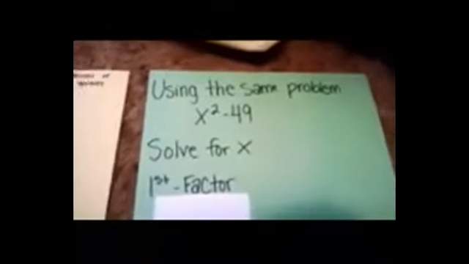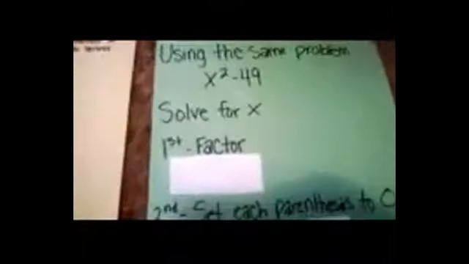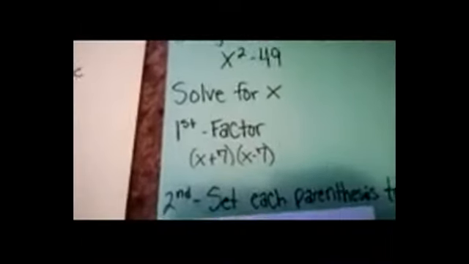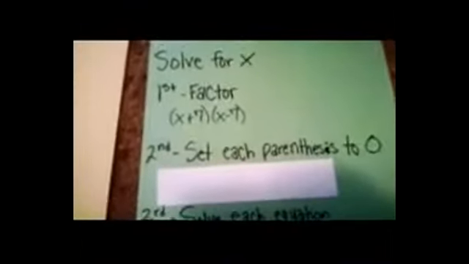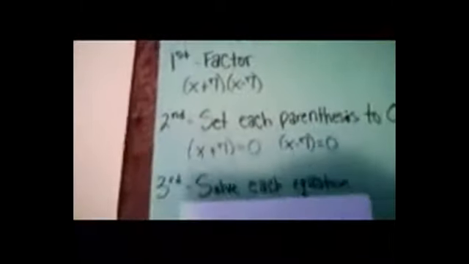Now using this same problem, x squared minus 49, let's solve for x. So first, factor it, which we've already done, x plus 7, x minus 7, then set each parentheses to 0, x plus 7 equals 0, and x minus 7 equals 0, and then just solve.